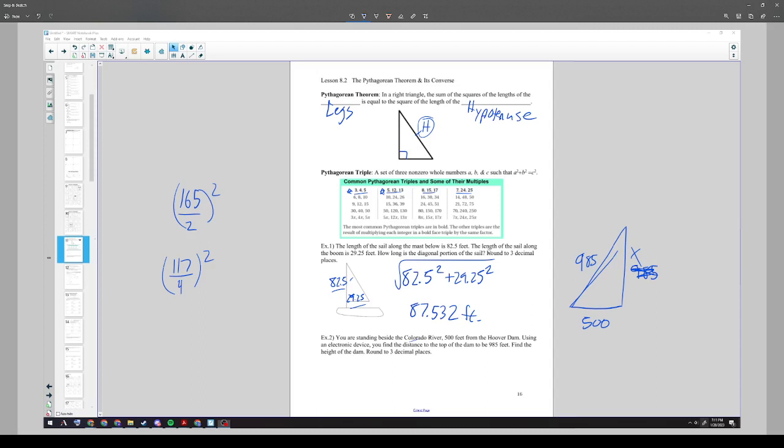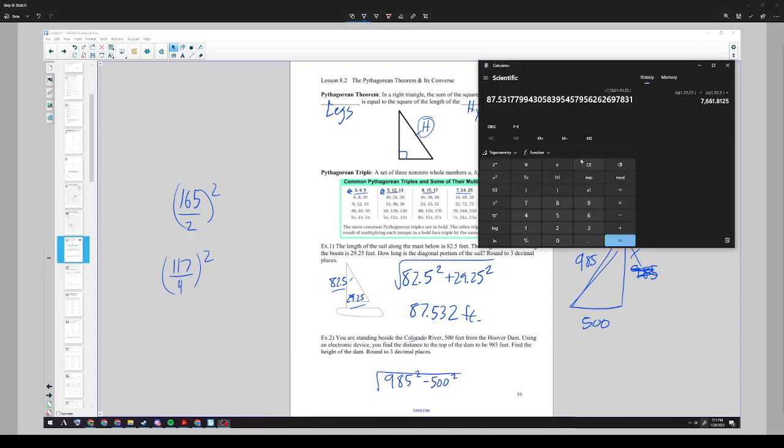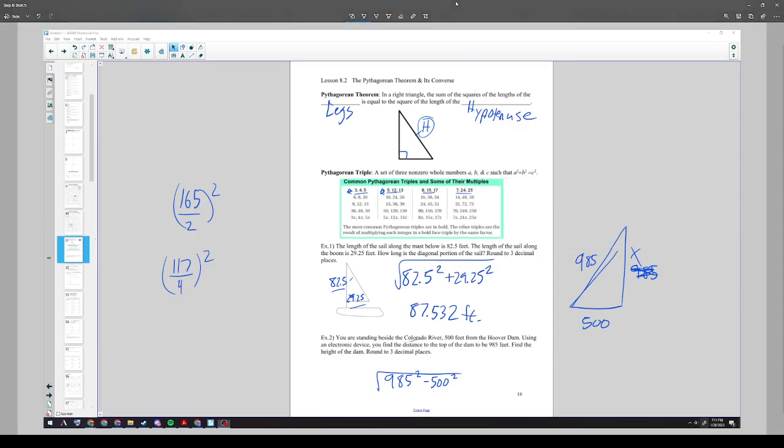So we're going to need to rearrange a little, and we'll do 985 squared minus 500 squared, and then we'll square root that nonsense. So back to our calculator, let's clear that. 985 squared minus 500 squared equals, square root that, we get, what does it say, 3 decimals again, 848.661, because we have a 7 there, we'll round up. 848.661 is approximately.